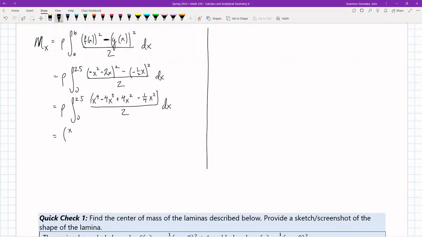x to the 5th over 5 minus x to the 4th plus 4/3 x cubed minus x third over 12, evaluated from 0 to 2.5. And this, if you compute it out right, is going to be 0.